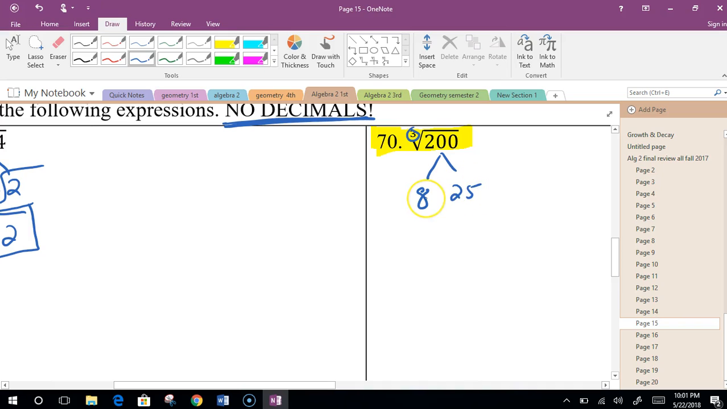8 times 25 would be the numbers we're looking for. So if I take the cube root of 8 and the cube root of 25, the only one that has a cube root is 8. So my answer would be 2, because that's the cube root of 8, cube root of 25.